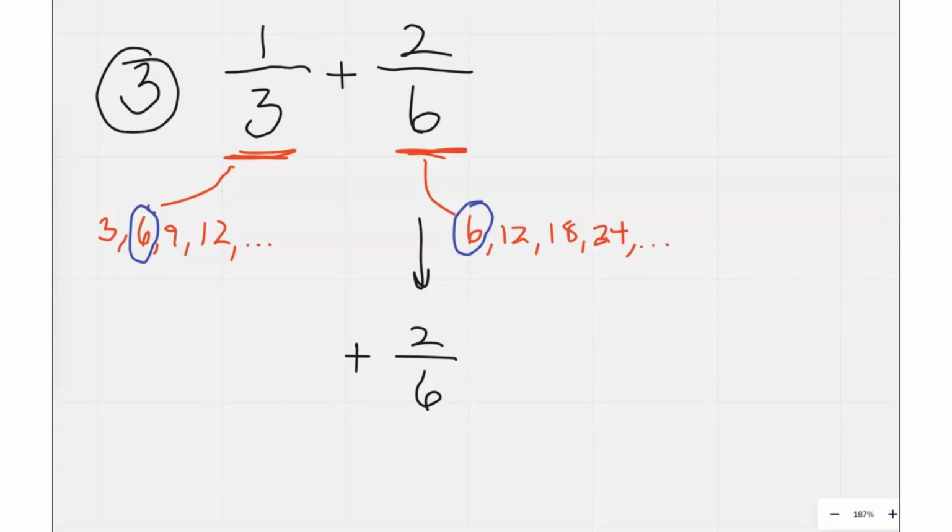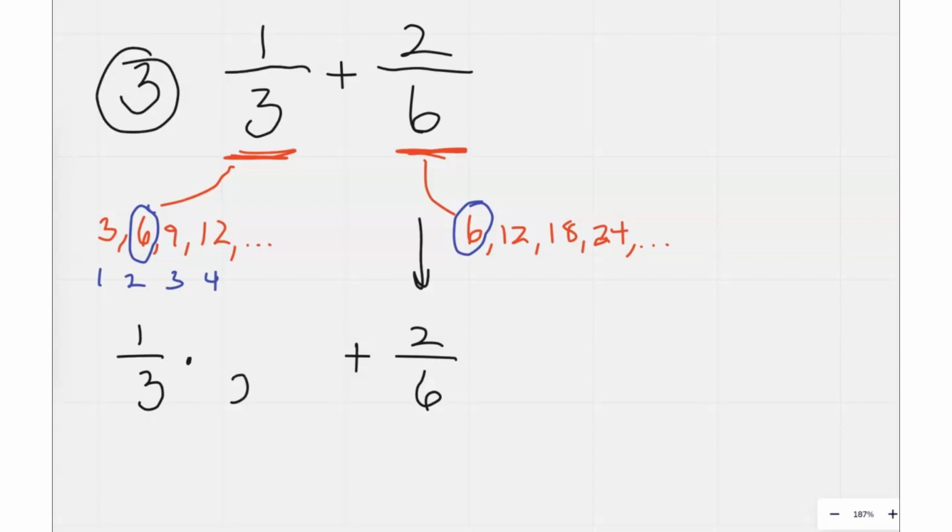Since 2/6 already has this denominator, we can just move it down for now. How can we go from our denominator of 3 to 6? Multiplication. You can either think of it as 3 times blank is 6 and know that the missing value is 2, or you can count which multiple of 3 resulted in 6. When we count, we see that the value is 2.